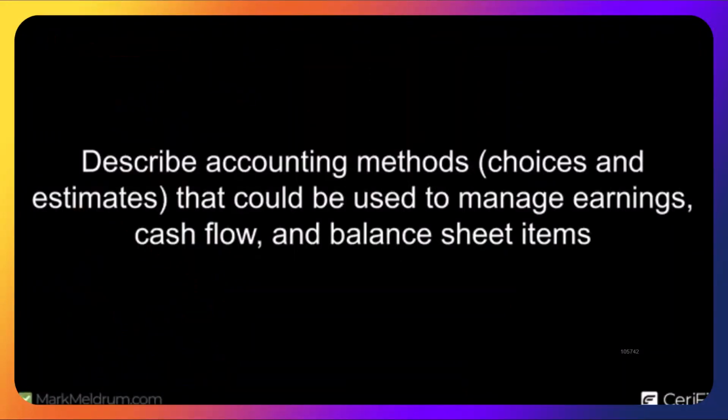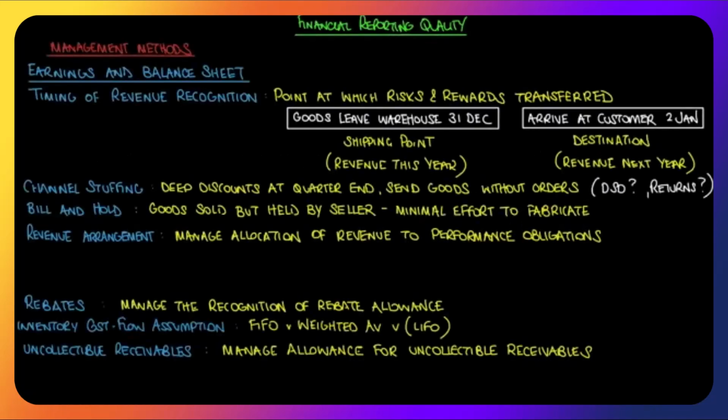But the good news, we're at those LOSs, the last couple of LOSs I talked about, which just give us examples. Describe accounting methods, choices, estimates that could be used to manage earnings, cash flow, and balance sheet items. Great. 90% of these we have seen already, either in this module already or in the others that we've studied. So here we go. Methods of managing your earnings or your balance sheet or your cash flows. We'll start off with earnings and the balance sheet.